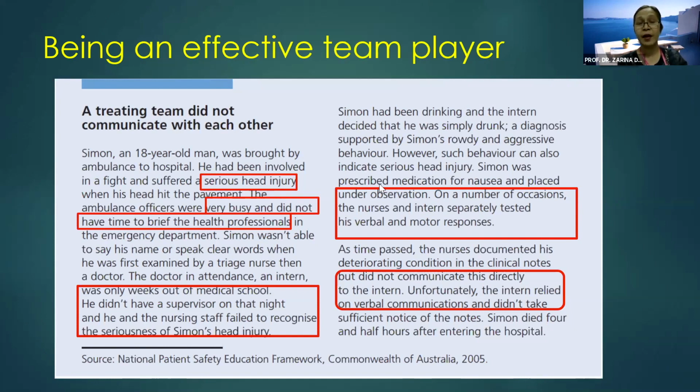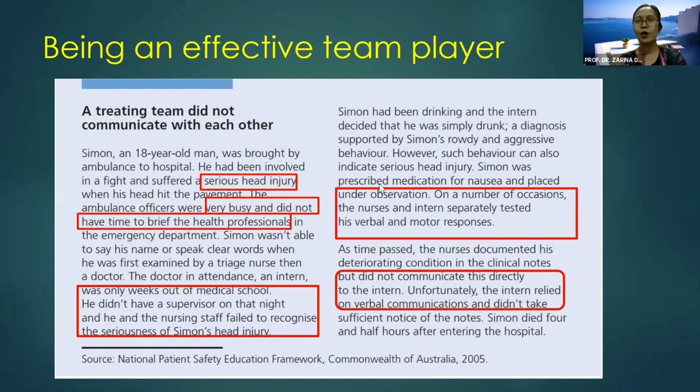Simon wasn't able to say his name or speak clear words when he was first examined by a triage nurse, then a doctor. The doctor in attendance was an intern who was only weeks out of medical school. So this is somebody very junior. This intern didn't have a supervisor that night. All right, this sounds pretty real, right? He and the nursing staff failed to recognize the seriousness of Simon's head injury. Simon had been drinking, and the intern decided that he was simply drunk, a diagnosis supported by Simon's rowdy and aggressive behavior.